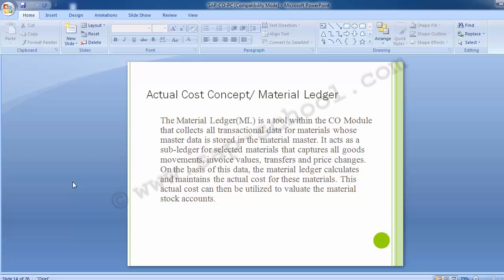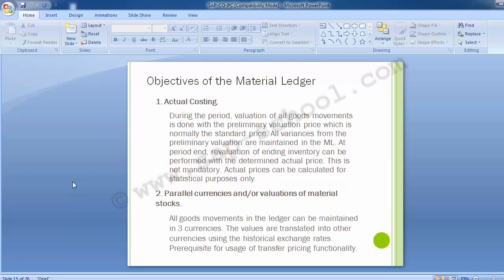So this is a very important part for calculating the actual cost of the product manufactured in any manufacturing concern. The objective of the material ledger is first the actual costing. During the period, valuations of all goods movements are done with the preliminary valuation price, which is normally known as the standard price, which is maintained in the material master data. All variances from the preliminary valuation are maintained in the material ledger.